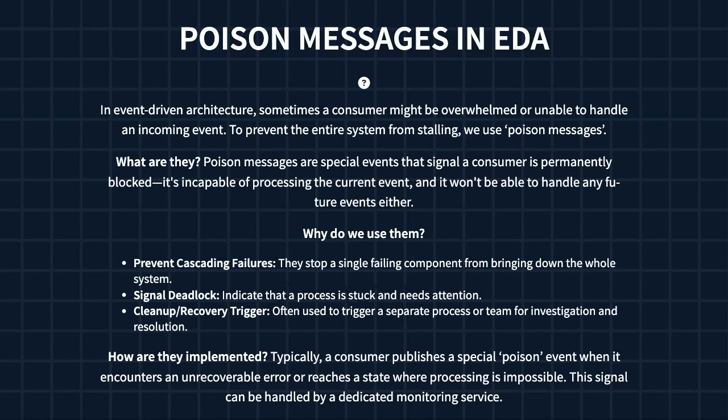Think of them as an emergency stop sign for a consumer. When a component can't process an event anymore, it sends out a poison message. This prevents any downstream issues from arising because the system knows there's a problem that needs to be addressed. It stops a single failure from bringing down everything else. They are used to signal a deadlock and often trigger a separate team to investigate and fix the issue.